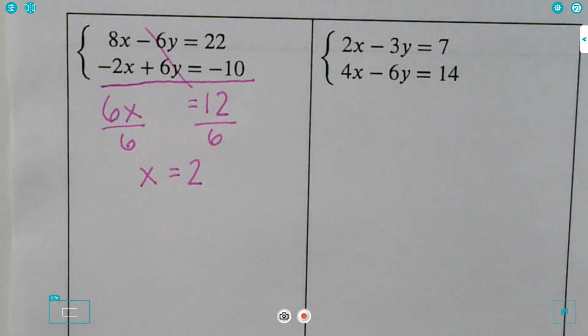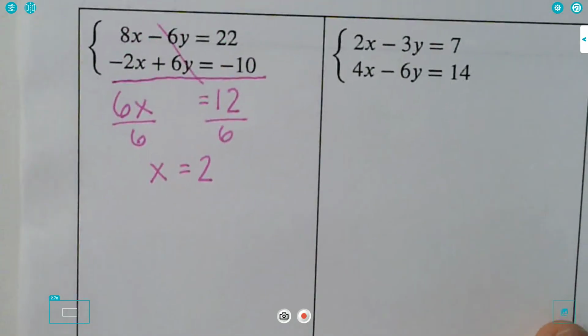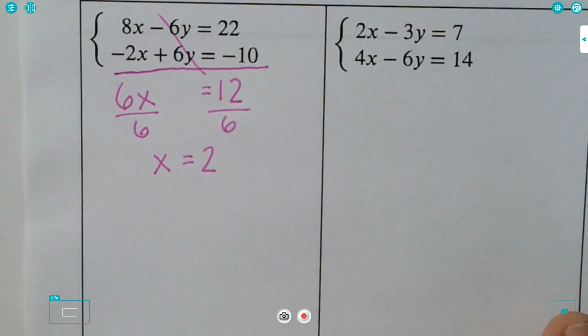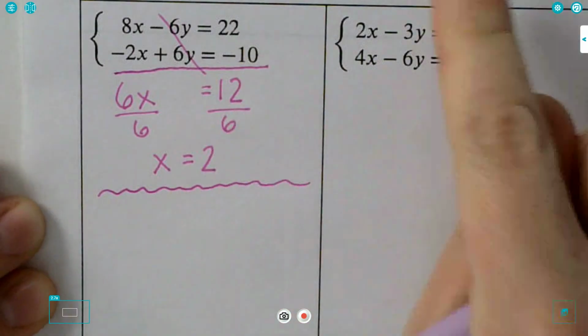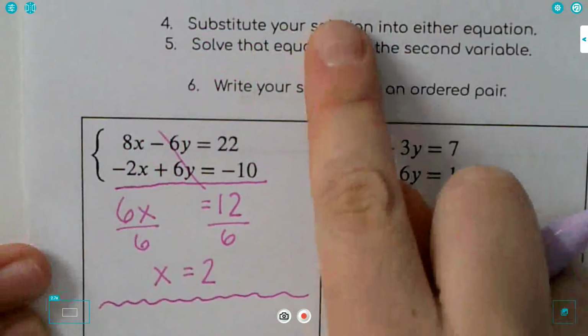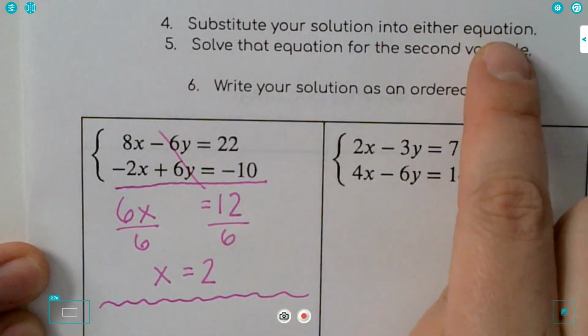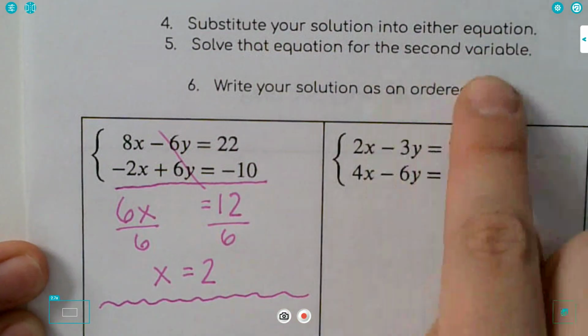The next part, though, does take a little bit more work. I don't think it's harder. It's just a few more steps. And you definitely have to show your work on these steps because this is not work that you can do in your head that I can follow along in your head. So the next thing that we have to do, steps 4 and 5, is substitute your solution into either equation and solve for the second variable.